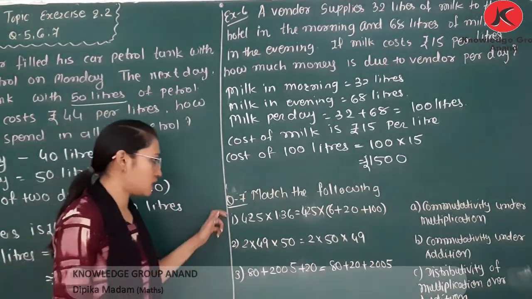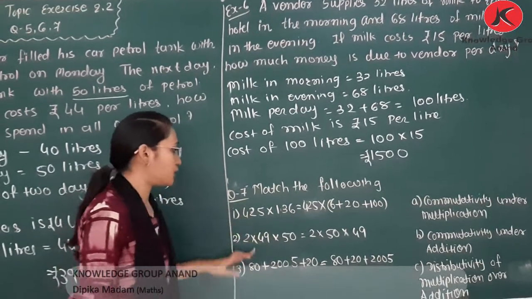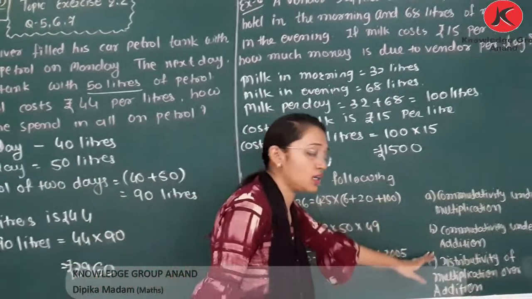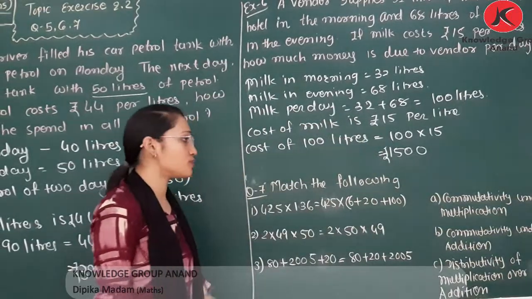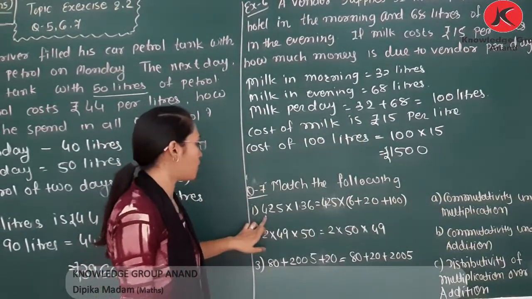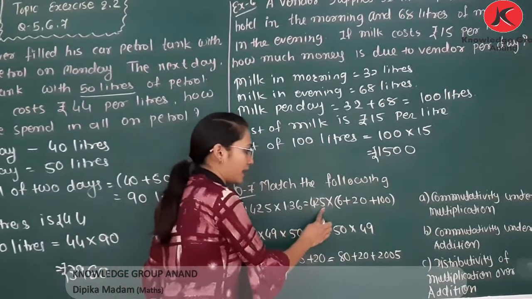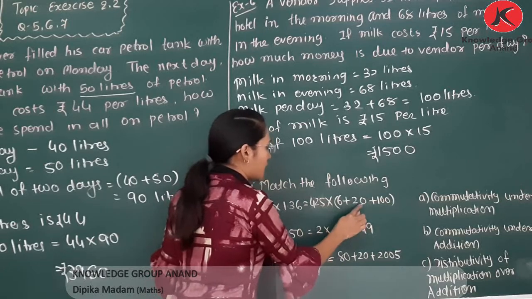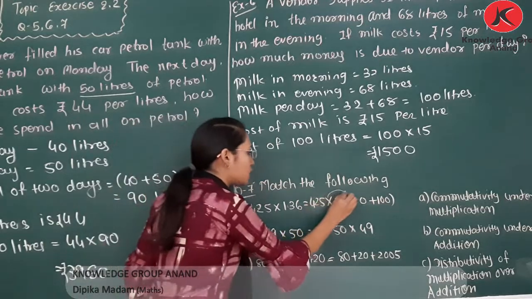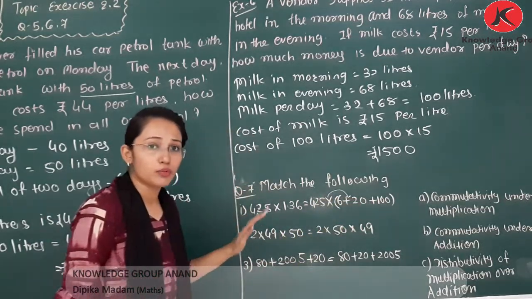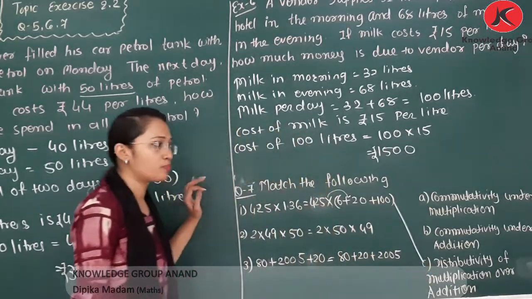So now question number 7, match the following. Here 3 statements are given and 3 rules are given, and you have to match the rules with the statements. First is 425 multiplied by 136 can be written as 425 multiplied by 6 plus 20 plus 100. Which property is this? Multiplication over addition. Okay, distributivity of multiplication over addition. We already solved this property.